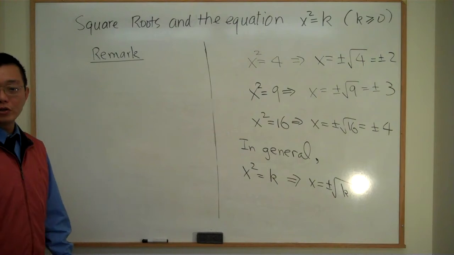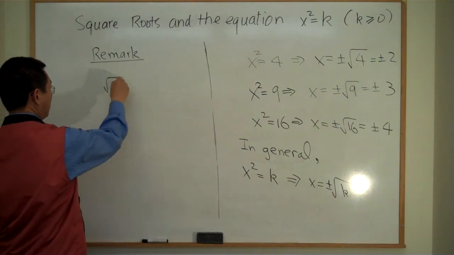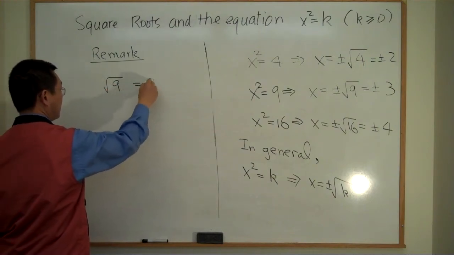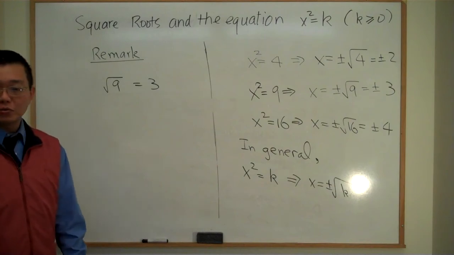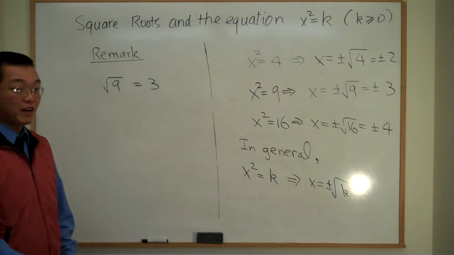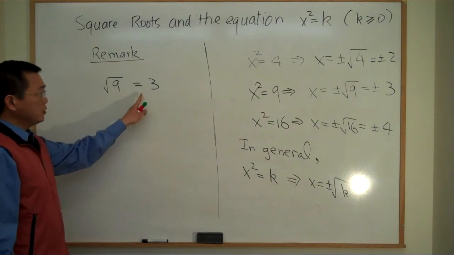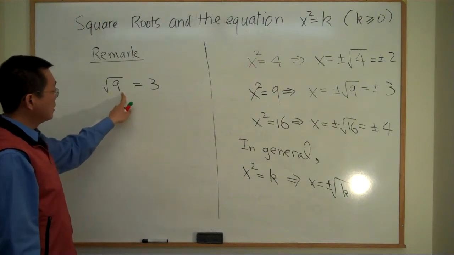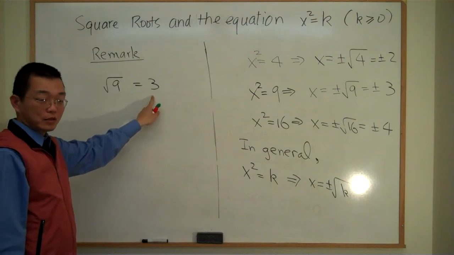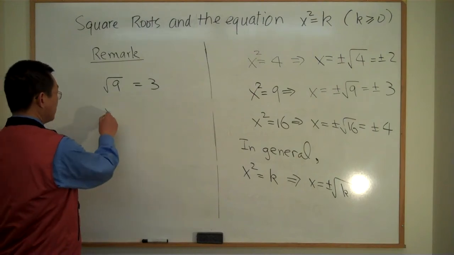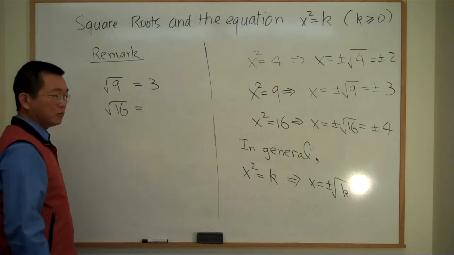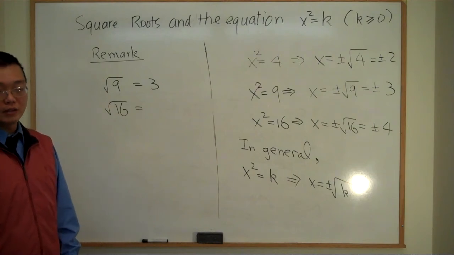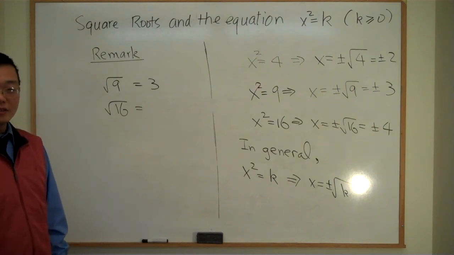So when you calculate the square root, square root of 9 equals 3, we sort of understand that because you kind of think backwards, okay? Whose square is 9? 3 seems to work. Now if you have square root of 16, this refers to a number whose square is 16, and 4 is that number.